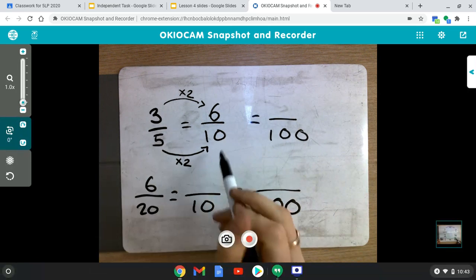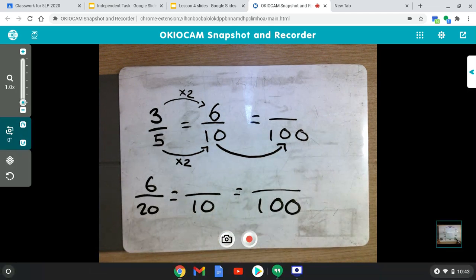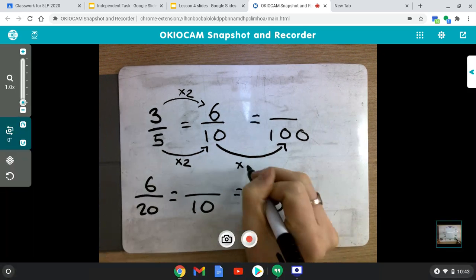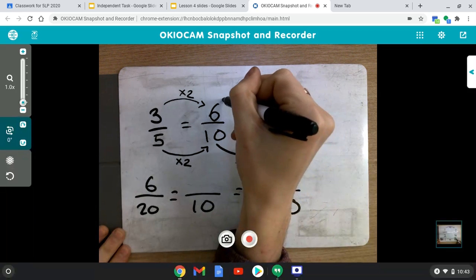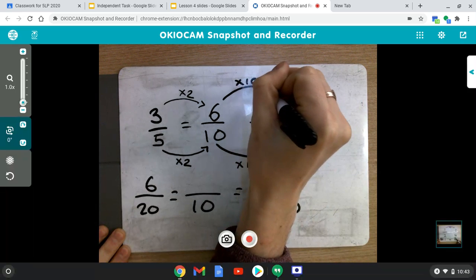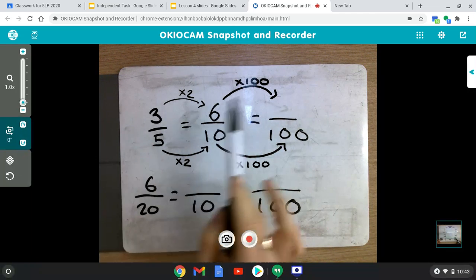Well, again, I need to identify what I've done to the denominators. What have I done to the denominators here to get from 10 to 100? Well done if you identified that I've multiplied it by 100. I've multiplied it by 100. Whatever I do to the denominator, I must do to the numerator. So I'm going to multiply that by 100. What is 6 multiplied by?